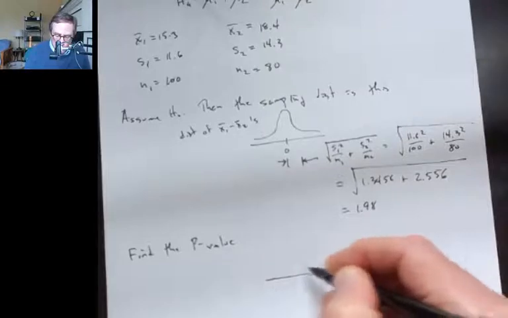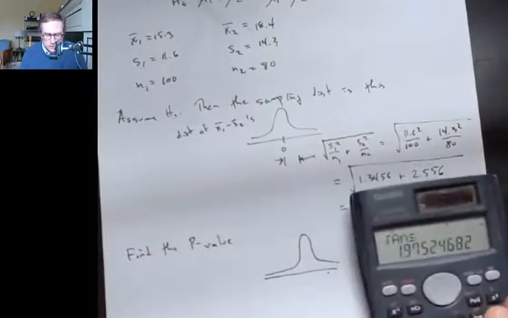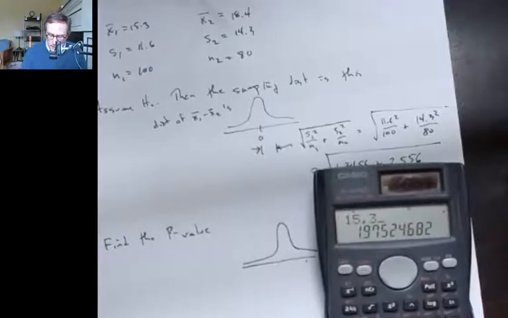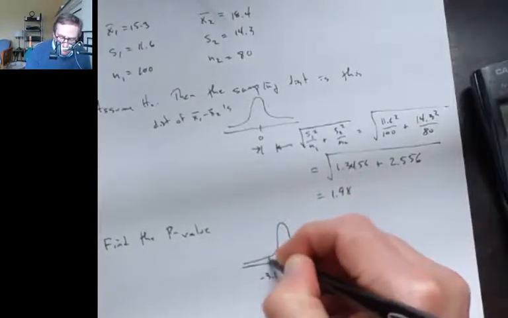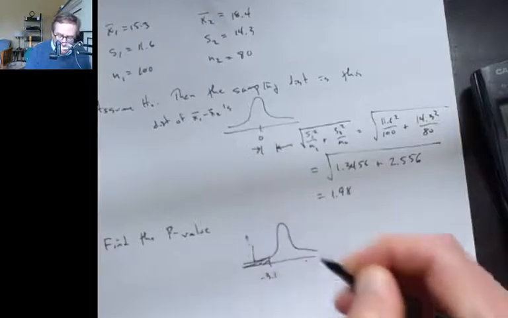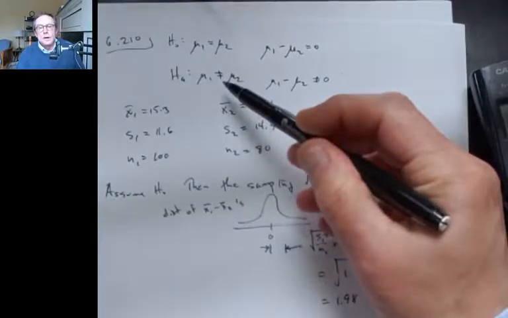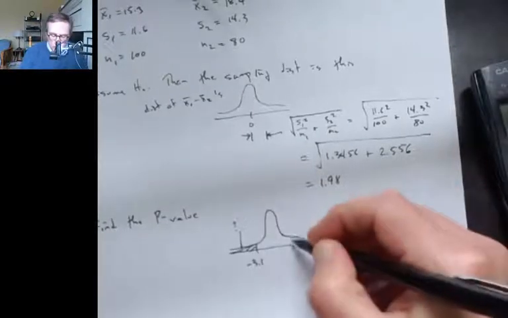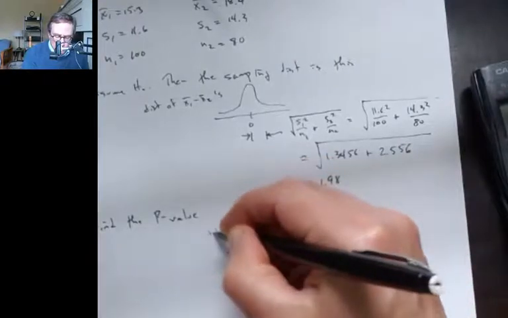So I have to figure out where our sample lies. What is our sample? It's 15.3 take away 18.4, and I got a negative 3.1. But don't forget, they told me to do mu1 unequal to mu2. So I have to do not only the negative 3.1 and on down, but I also have to do the positive 3.1 and on up. And I want a total.